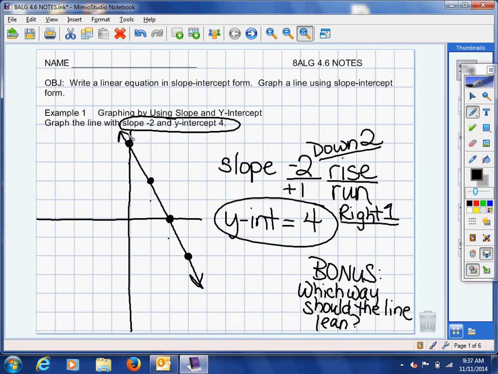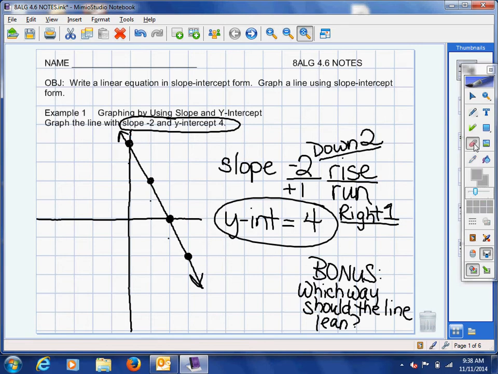And there's the graph that has a slope of negative 2 and a y-intercept of 4. Let me ask you a question. Is it leaning the way you thought it should lean? I hope the answer was yes.